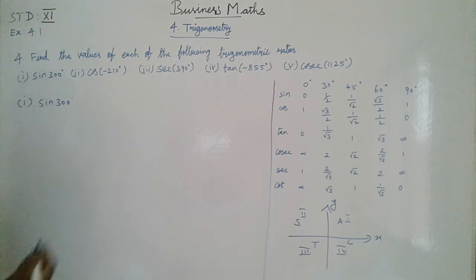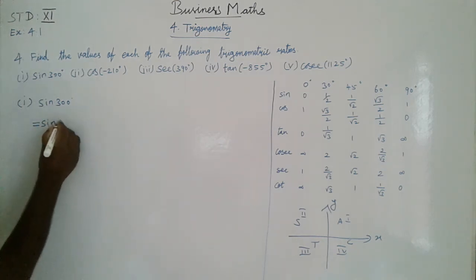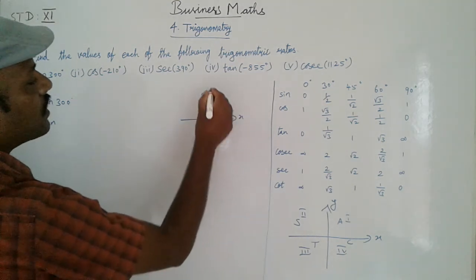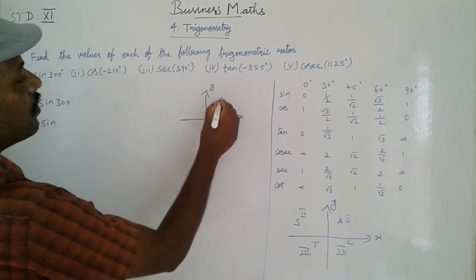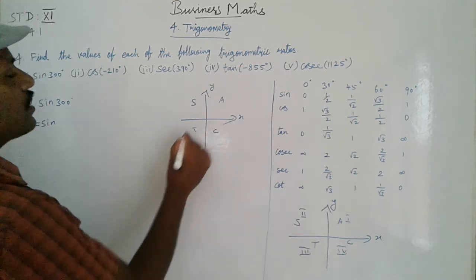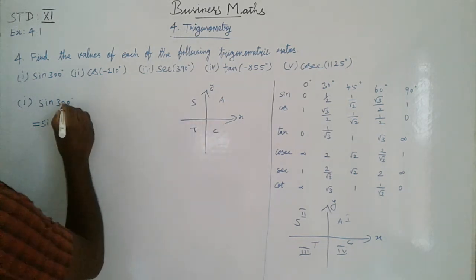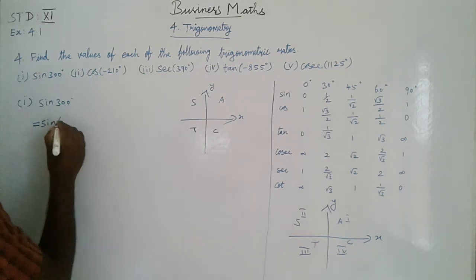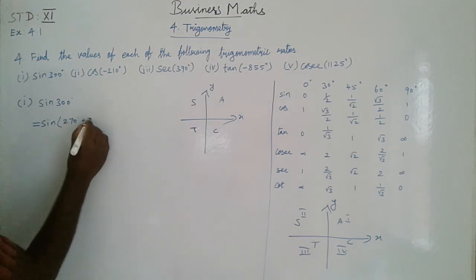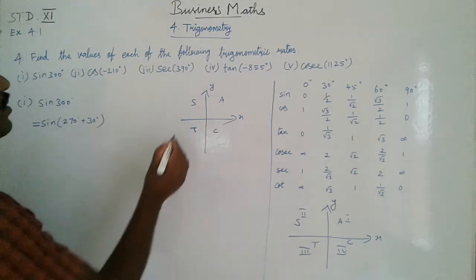So here, sin 300. We should find out sin 300. We should take the x-axis and y-axis, and use "all silver tea cup", so these ratios are positive. Here, 300 means we should write 270 plus 30 degrees. So which quadrant?